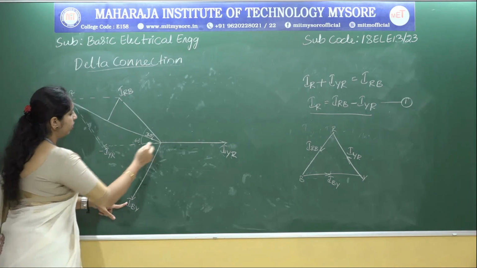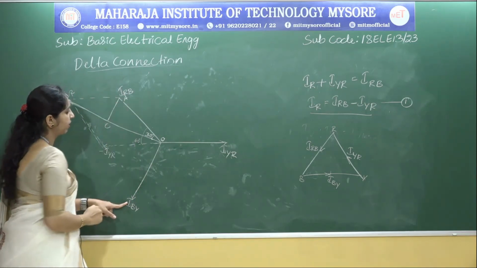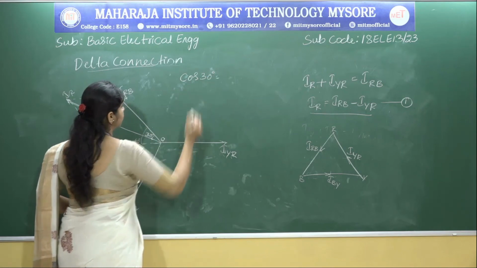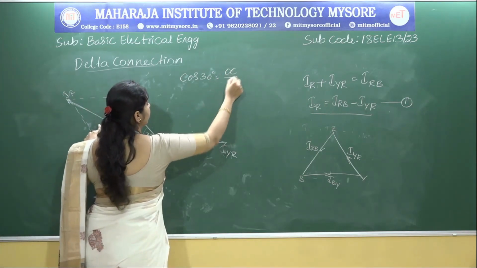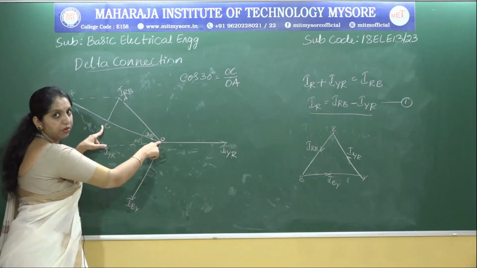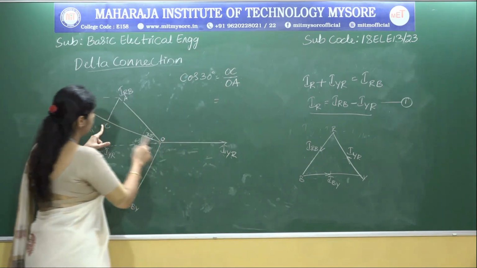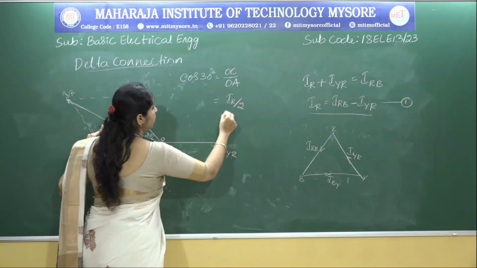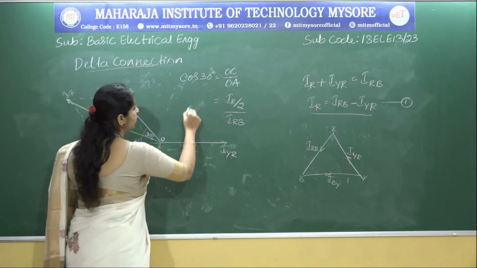Now the same step needs to be followed. Here it is named as O, and this is C and this is A, whichever names you consider. As we did in the previous one, cos 30 degree is nothing but OC divided by OA, adjacent by hypotenuse. What is OC? OC is nothing but half of this line. So straight away I can write this as IR divided by 2, and OA is nothing but IRB, which is equal to cos 30.